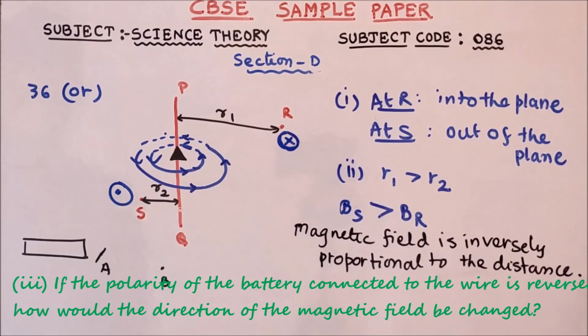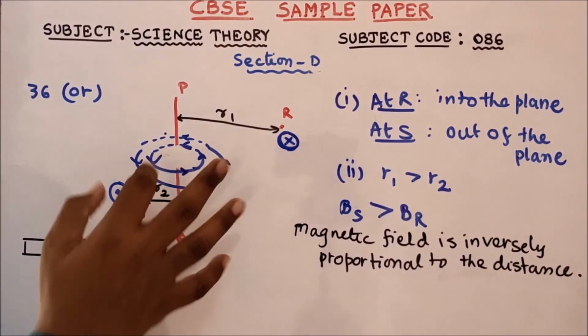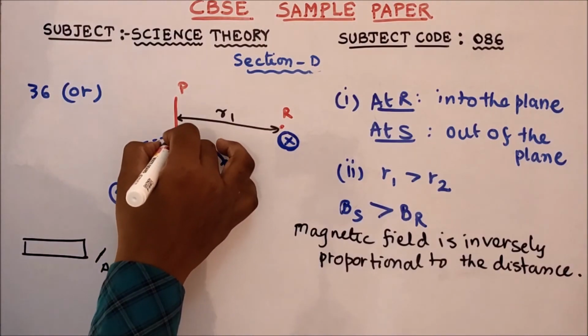If the polarity of the battery connected to the wire is reversed, what will happen? The current direction will be reversed. How would the direction of magnetic field be changed? So if I am reversing the polarity of the battery, then the current direction will be reversed. Now it was going up, now it will move down.